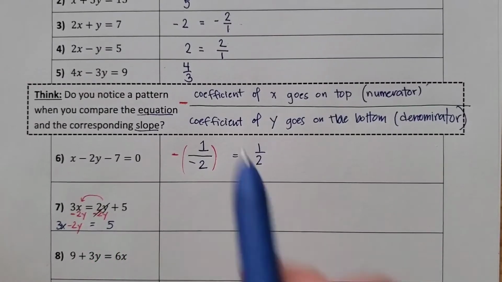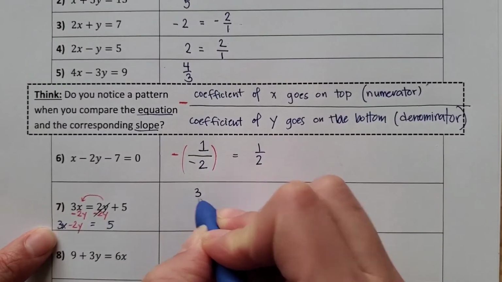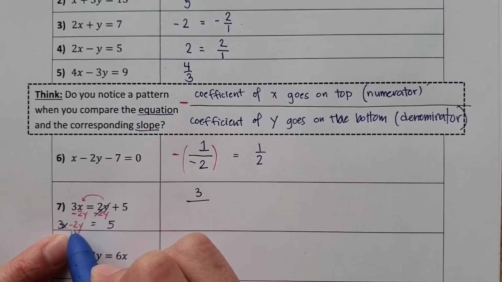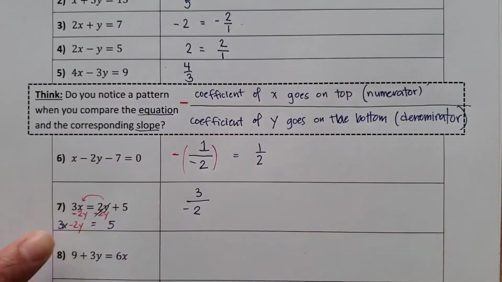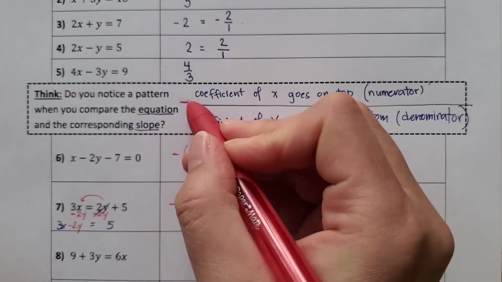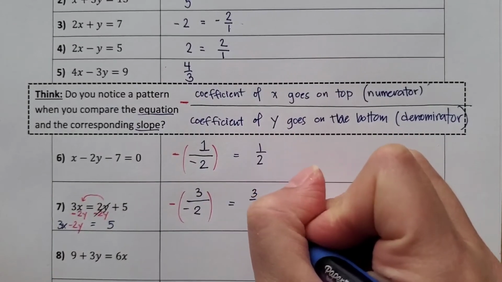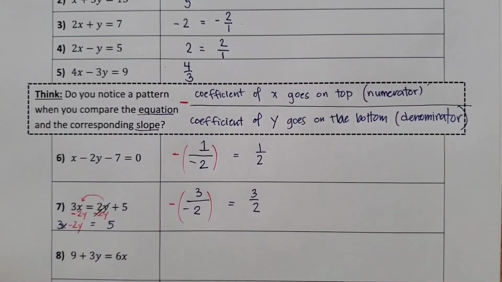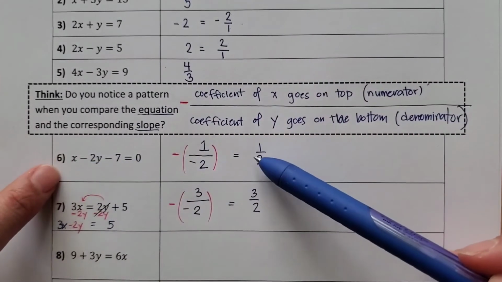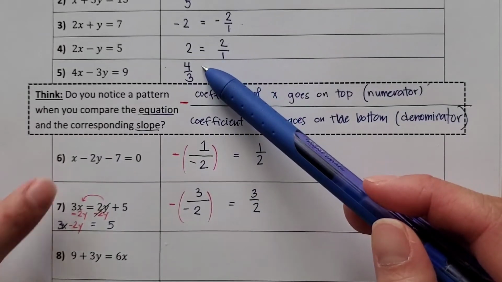Okay, so again, we're going to follow this pattern. Coefficient of x goes on top. Okay, and then the coefficient of y goes on the bottom, so coefficient of y is negative 2. Make sure that you don't forget to multiply it by a negative, okay? That negative is there. So what you end up with is positive 3 over 2. Right, and that goes with the pattern that we had before where, if x was positive and the y was negative, the slope actually ends up being positive. Okay, this is just like 4 and 5.